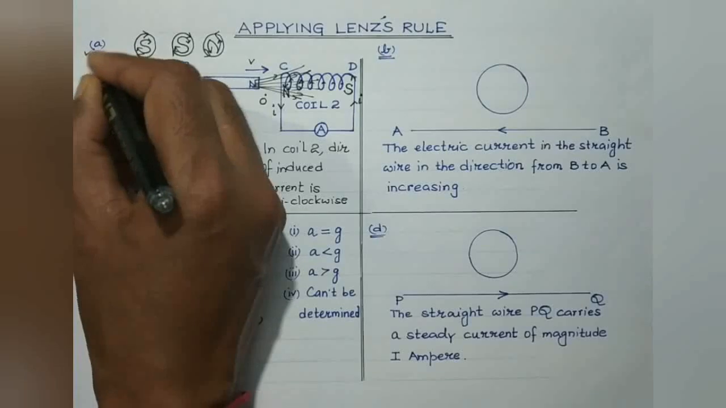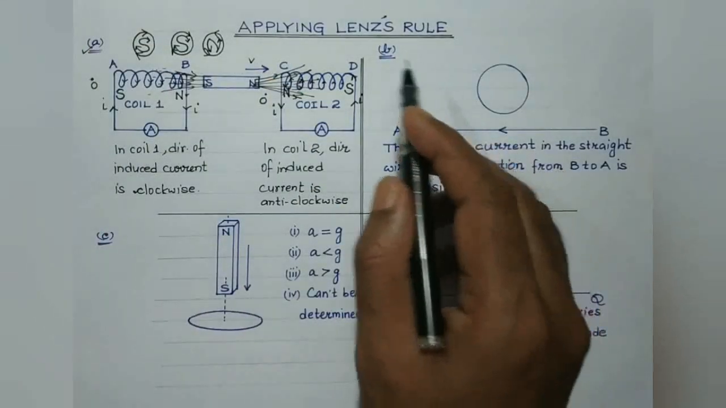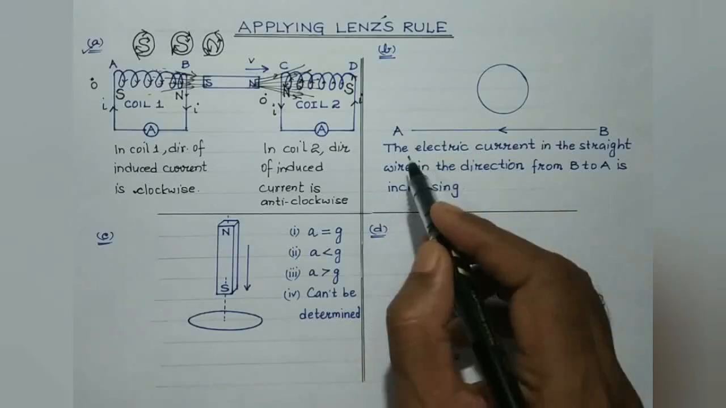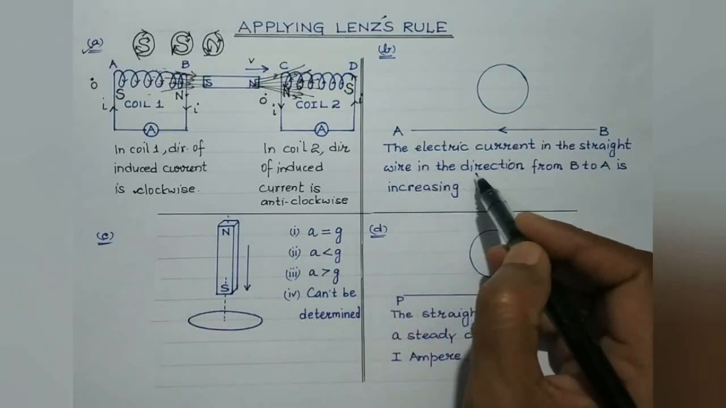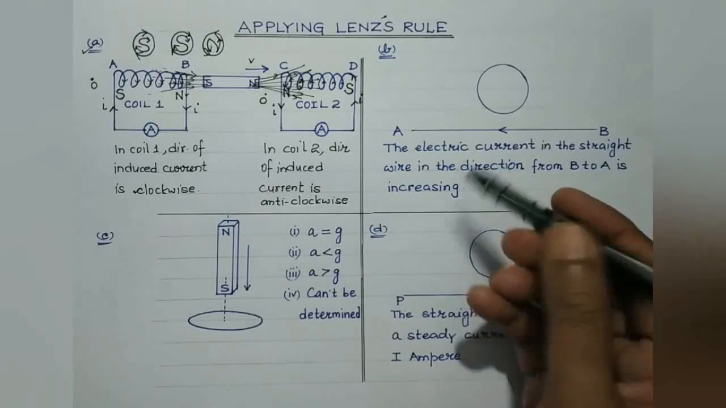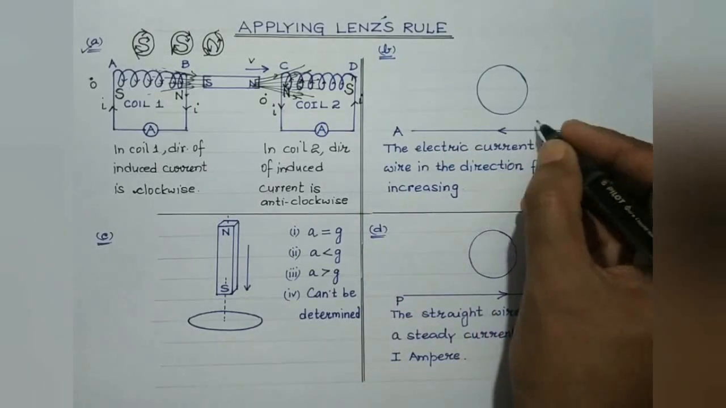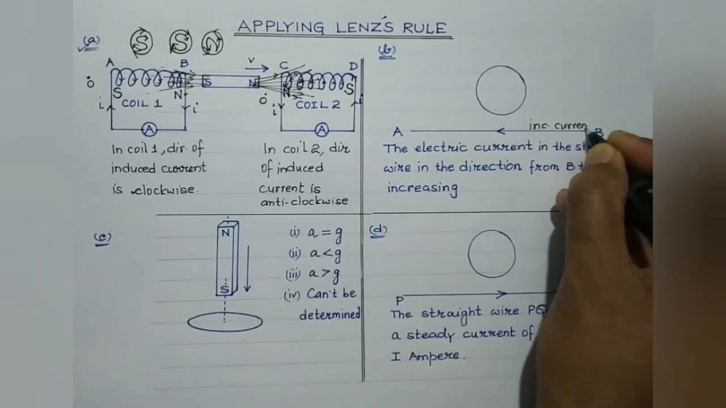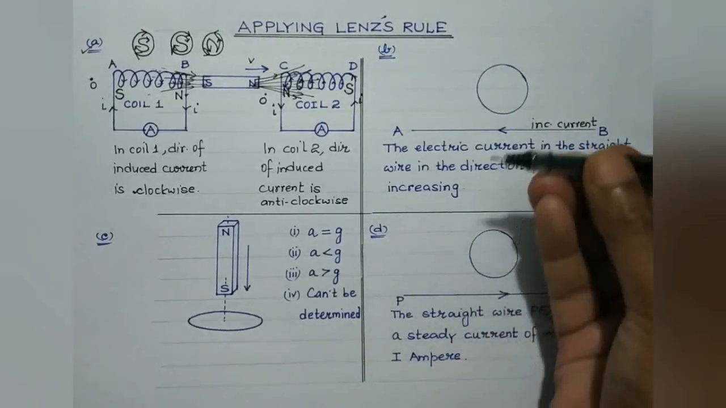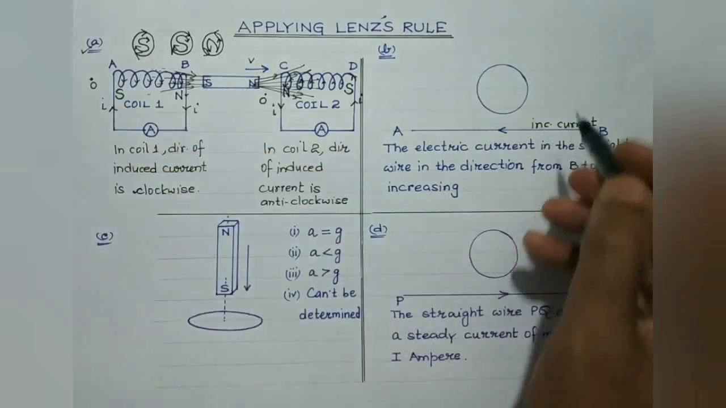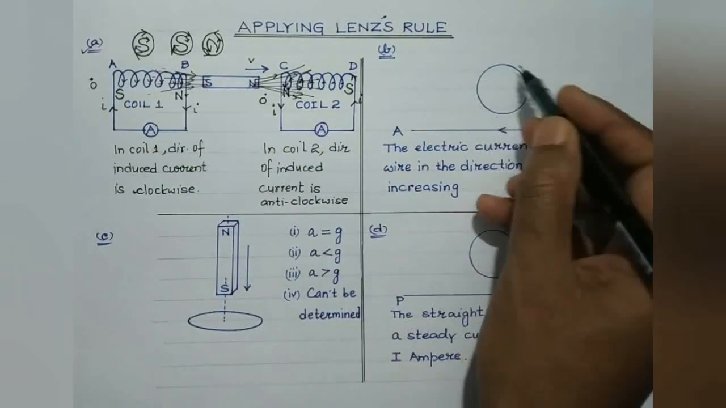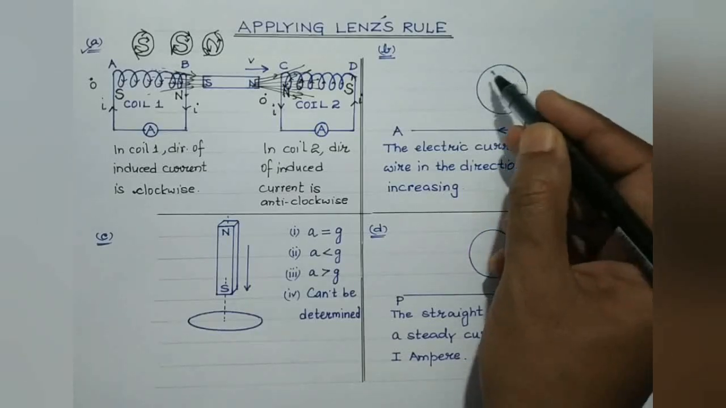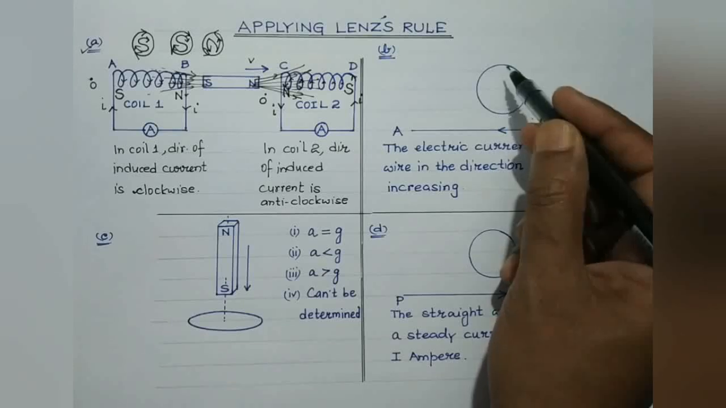So we are over with question number 1 then. Let's concentrate on question number 2. Here, as per the question, the electric current in the straight wire in the direction from B to A is increasing. This current is not constant, it is increasing current. And here in this loop, we are supposed to find out whether the induced current will get produced or not. And if yes, then we are supposed to find out the direction of the induced current, right?